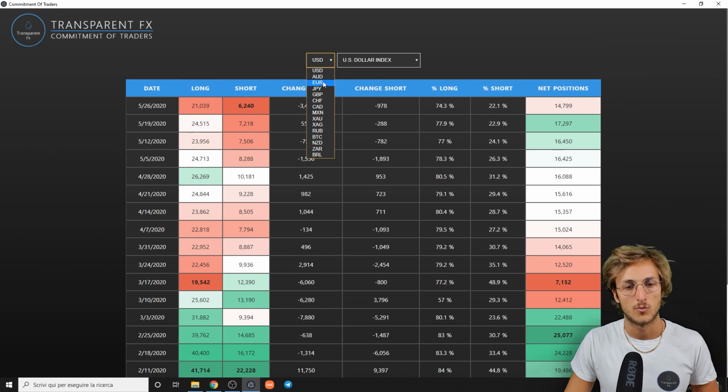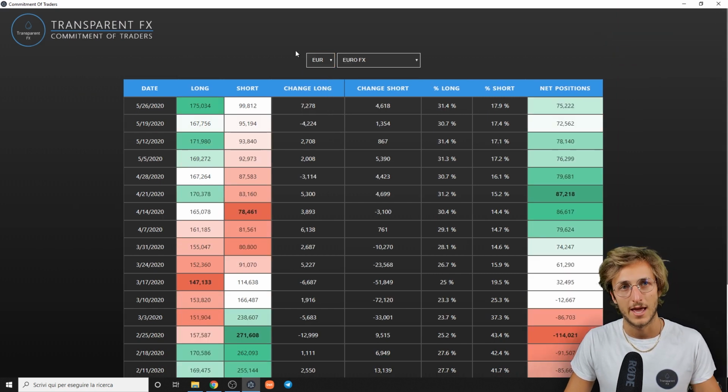Let's start with what we have on the euro, how hedge funds and big institutions are positioned in the market from a euro perspective. What we can see overall is that we went from minus 114k net positions to 75k net positions with the last report that just came out. So we can clearly see that we went from having more shorts than longs to having more longs than shorts from an institutional perspective on the euro, with 175k long positions and 99k shorts.